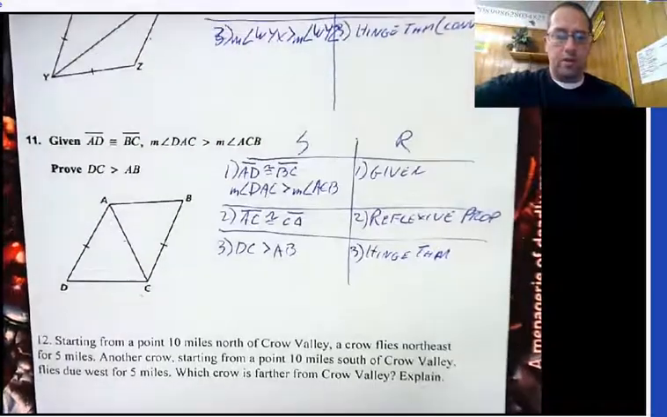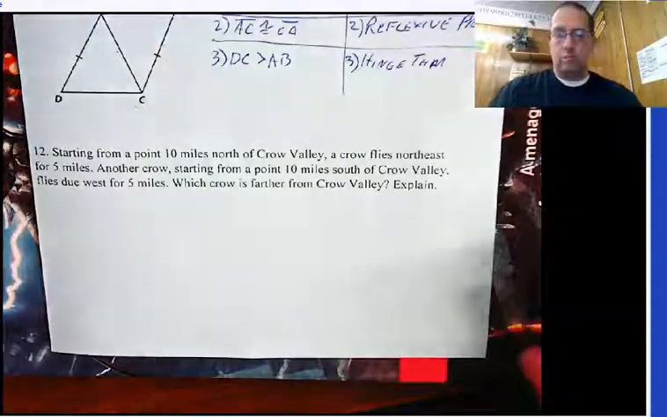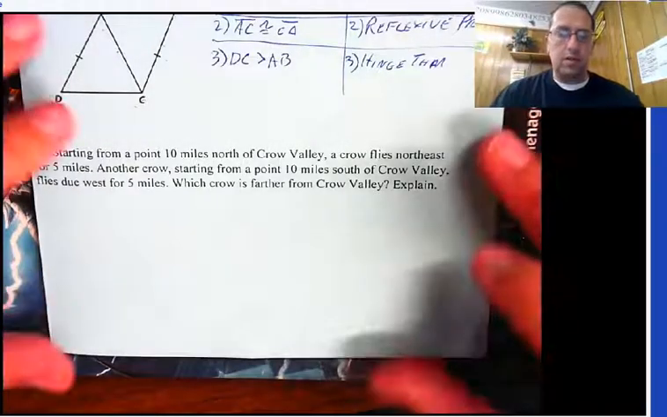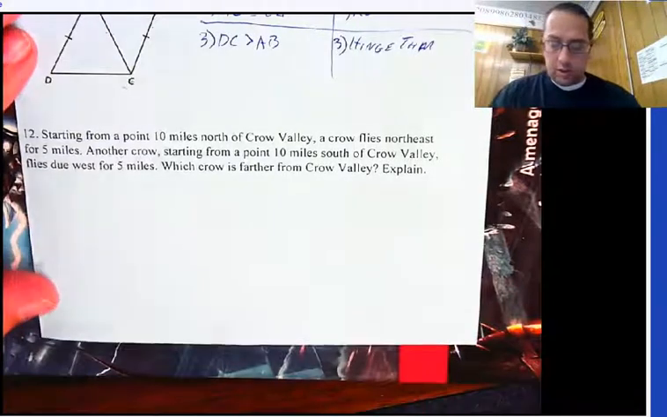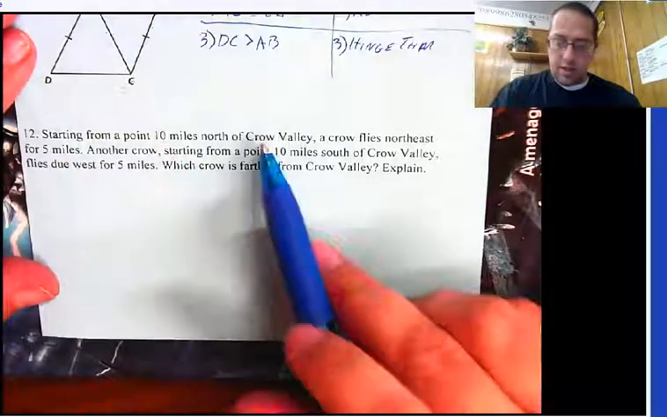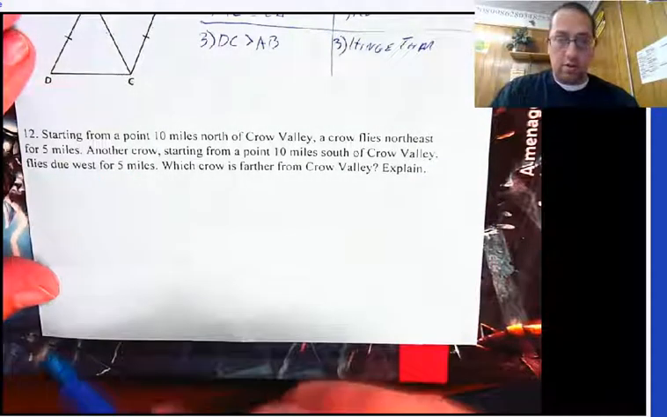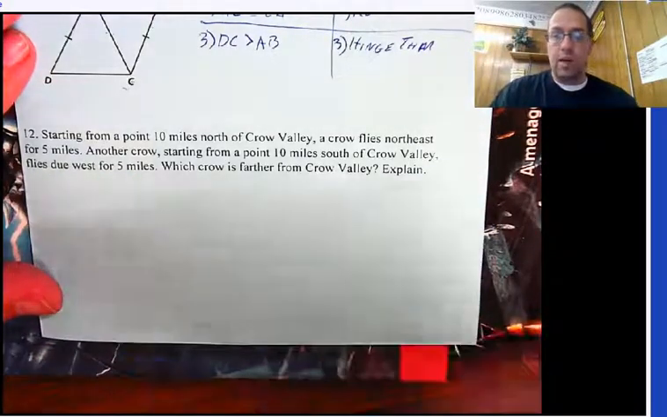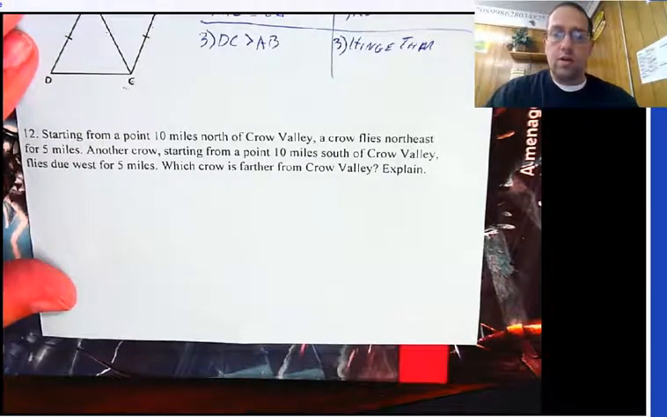All right. So now, let's take a little look at application. How can we use this? Well, it's good for some stuff. So here we go. We're starting from a point 10 miles north of Crow Valley. A crow flies northeast for 5 miles. Another crow, starting from a point 10 miles south of Crow Valley, flies due west for 5 miles. Which crow is farther away from Crow Valley?